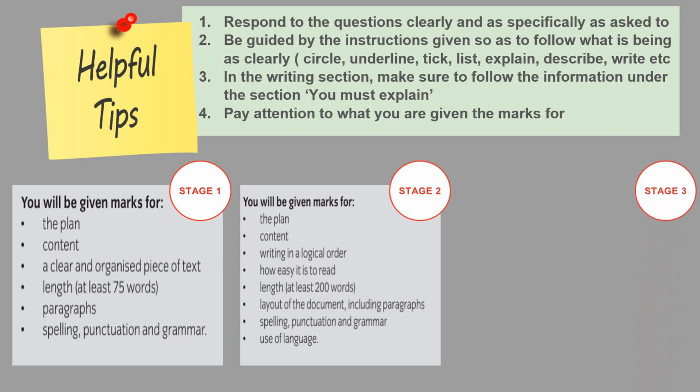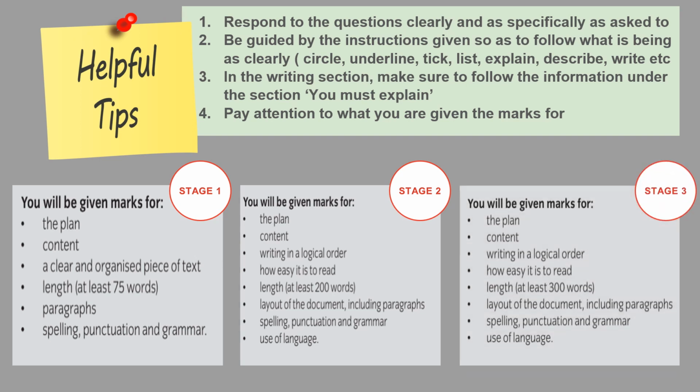At the stage 3 level, you're given marks for the plan, the content, writing in logical order, how easily it is read, ensuring that whatever it is that you have written is 300 words, and the layout of the document, including the paragraphs, and ensure that you have no spelling, punctuation, and grammatical errors, and the language is used accurately.